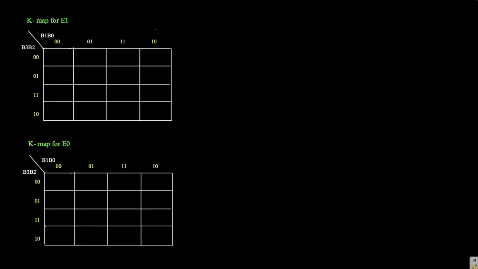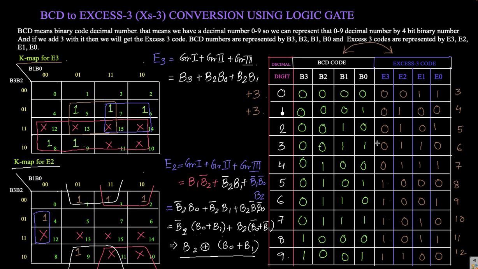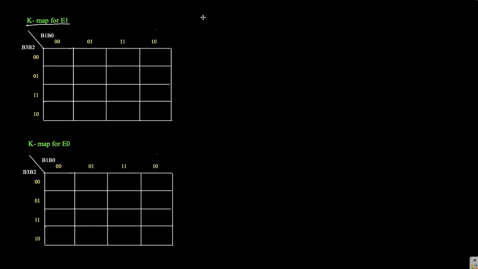So for the K-map for E1, you have to consider E1. If you consider E1 first, see in which positions it is 1. It is at 0, 3, 4, 7 and 8. Keep it in your mind: 0, 3, 4, 7 and 8.